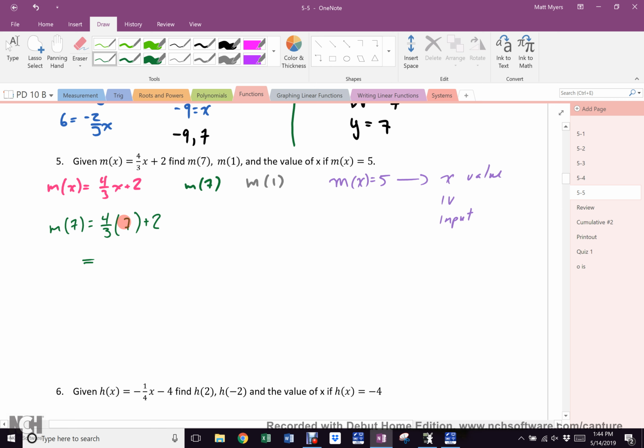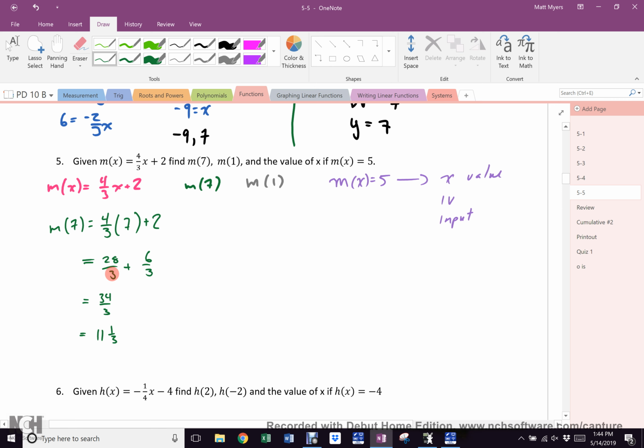Bringing back Mrs. Bad Crumble, kicking it old school. 28 over 3 plus 2. Now 2 is 6 over 3, yes? So it is 34 over 3, which is, of course, 11 1/3.